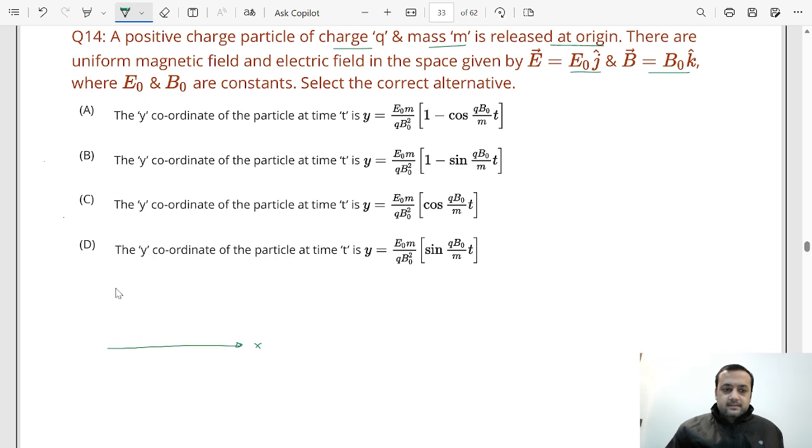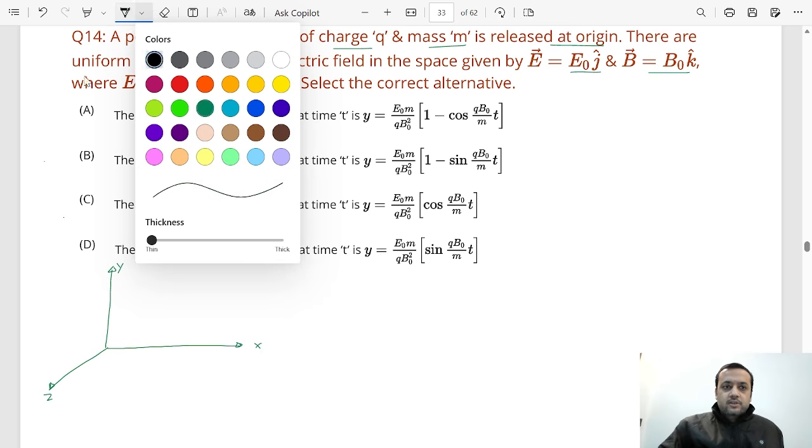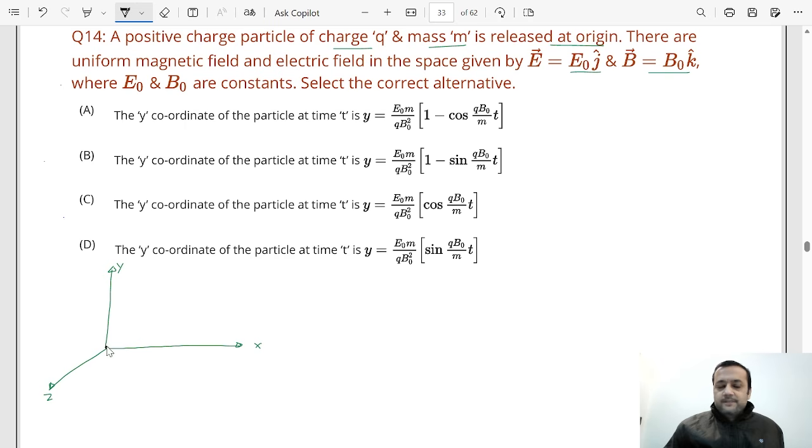So let's say this is the x-axis, this is the y-axis, and this is the z-axis. If you see the direction of electric field, electric field is along the j cap direction, so this is the direction of electric field. And direction of magnetic field is coming towards us. So let's analyze a bit. You are releasing the particle at the origin. When you release the particle, its velocity would have been 0. But electric field will start applying the force in the upward direction. That means the particle will slightly deflect up.